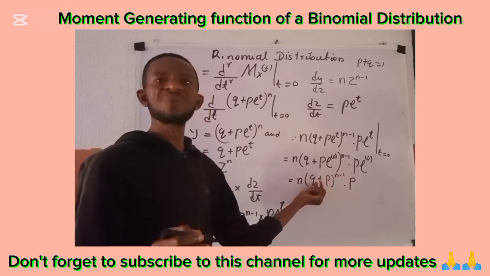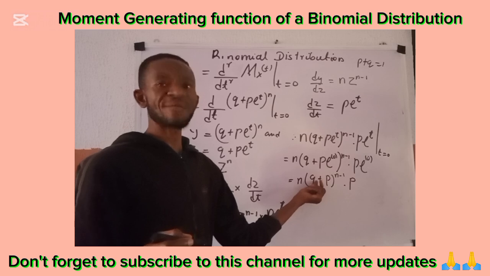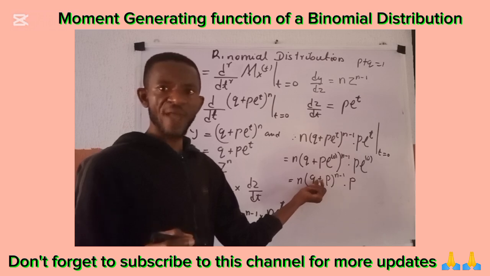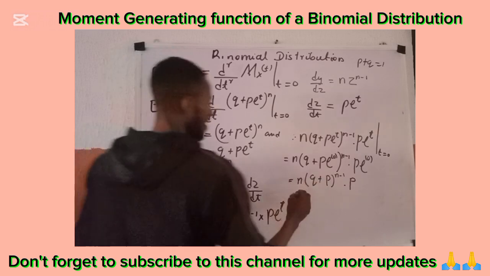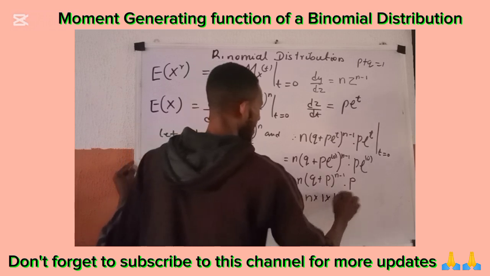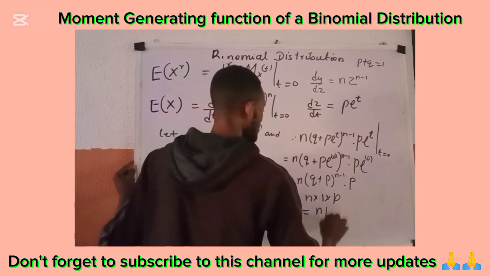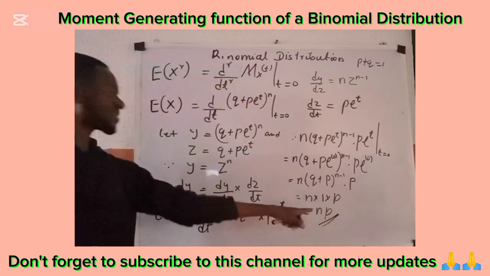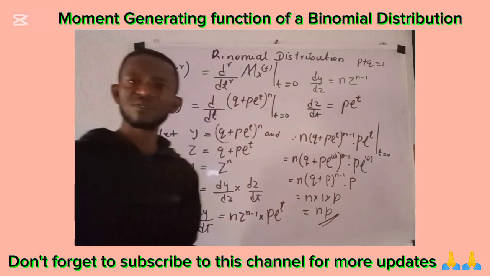1 raised to power 1 million is 1. 1 raised to any power is what? It is 1. So what I have here becomes N multiplied by 1 multiplied by p, which gives me what? Np. Don't you see that the answer is np?